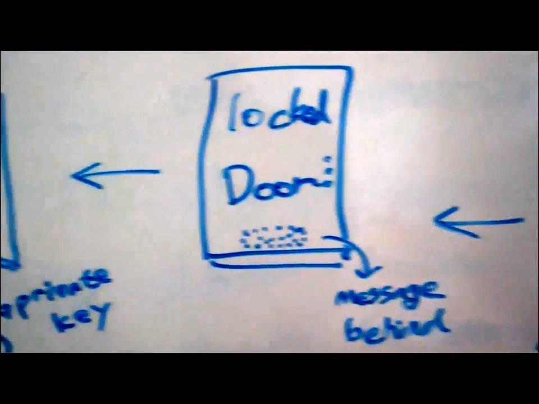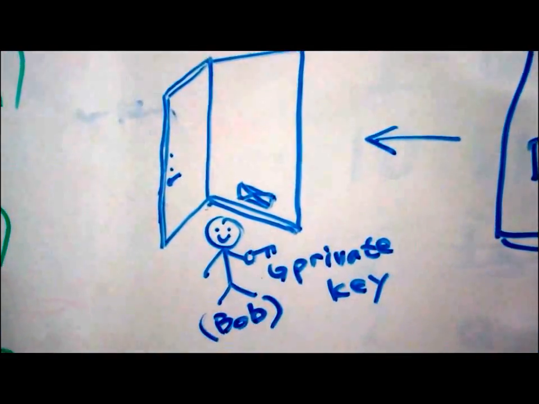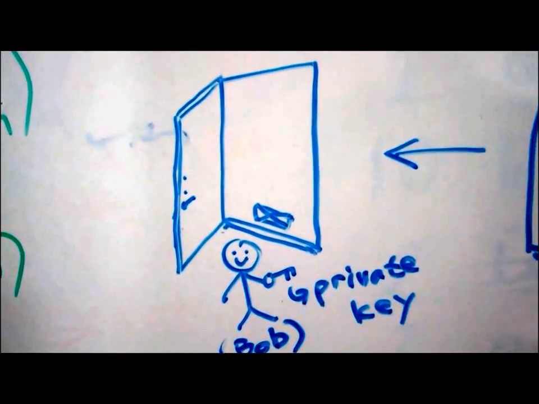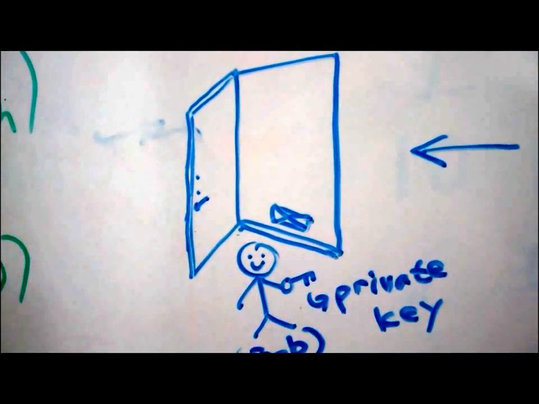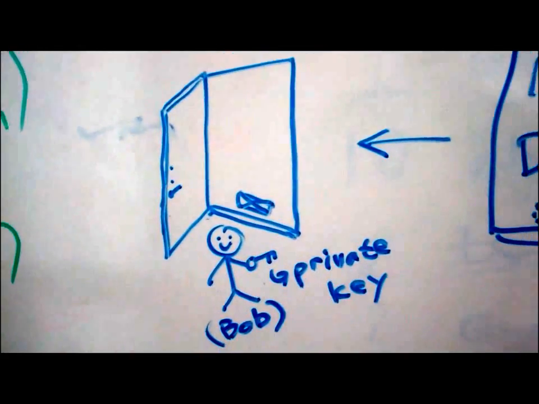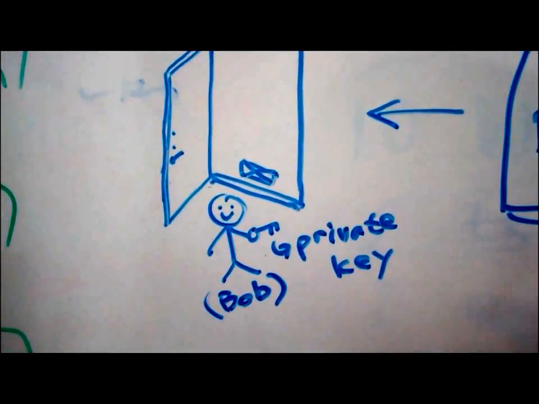Bob knows he got a message by seeing the door closed. He has the other key, which is private, that can open the door. He opens the door with the key and gets Alice's message. This is the use of a private key.